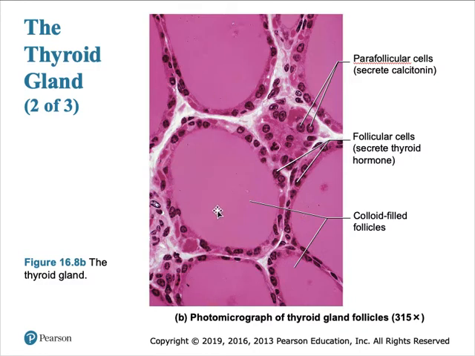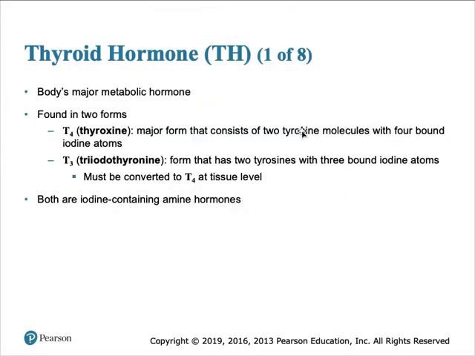Inside of each follicle consists of these colloid spaces, okay, or we can just call it the colloid. Around that are the follicular cells that actually secrete the thyroid hormone into the colloid. And then we have parafollicular cells here that secrete some other hormones that are important for thyroid function. Okay, so thyroid hormone is the body's major metabolic hormone. It's very, very important for regulating all aspects of metabolism, and consequently can affect the output or the ability of the body to respond to other hormones.